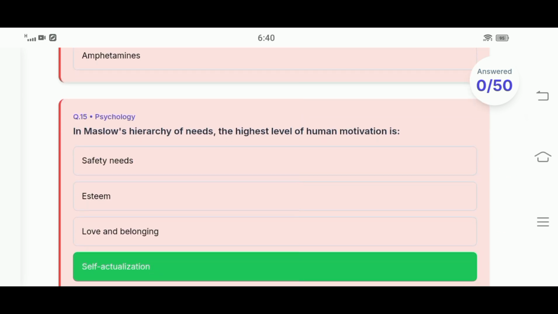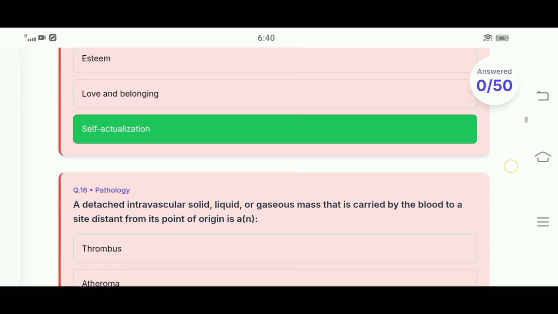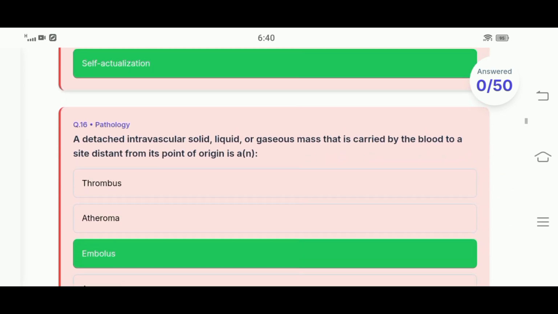Next, 15, psychology. In Maslow's hierarchy of needs, the highest level of human motivation is: options are A. Safety needs, B. Esteem, C. Love and belonging, D. Self actualization. So the correct answer is D. Self actualization.